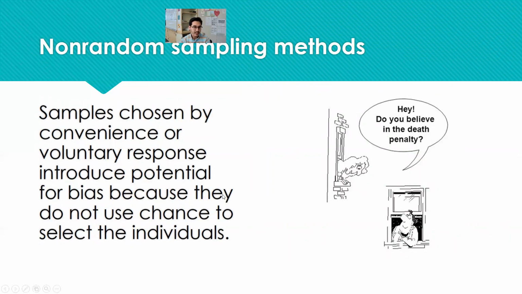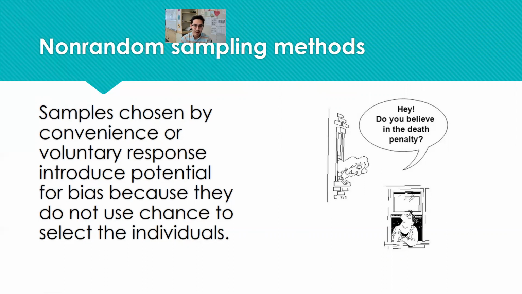Okay, and then we have, I think this is the last one, non-random sampling methods. Okay. So samples chosen by convenience or voluntary response introduce potential bias because they do not use chance to select the individuals. Okay. Now we already covered voluntary response at the very beginning, so let's talk about convenience sampling. Okay. So this is when you select people who are easiest to reach, like your neighbors, your family, your friends.